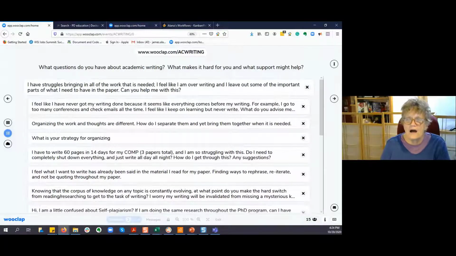You cannot possibly put everything that is important in a paper and have it not be a book. And even books have to have things cut out of them. So consider your reader first. What does your reader need to know? Where are you going? Funnel your ideas.